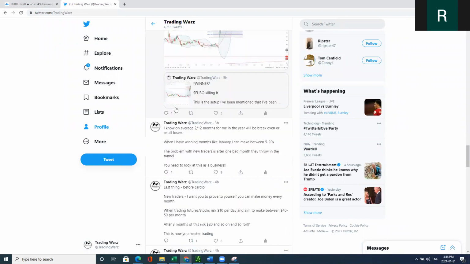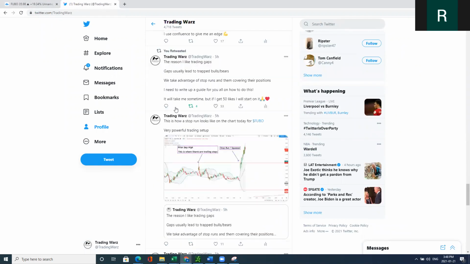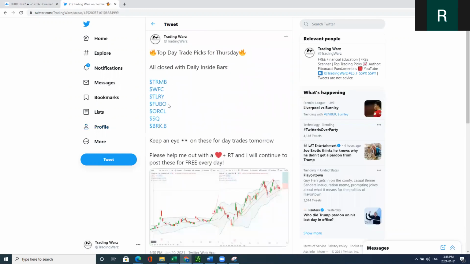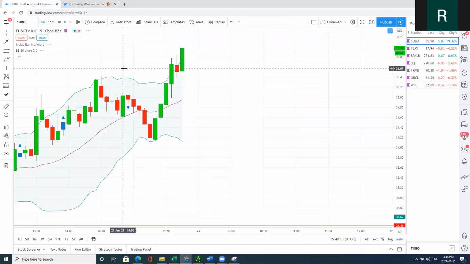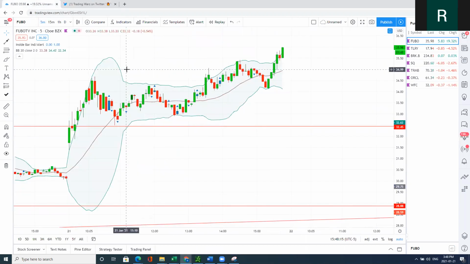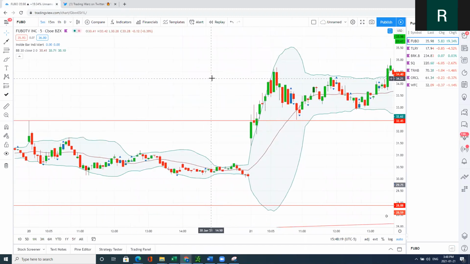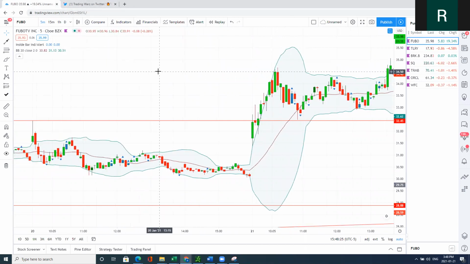So let's go back to my list from last night. I post the inside bar watch list every night. So here was the watch list and FUBO was there. And what I do is I look at the open to see which stocks have momentum, which have good volume, which ones are likely to make a move. So FUBO was one that I called out right in the morning because I saw that it was up 5% in the pre-market. And there's two ways that you could have gotten in FUBO today.